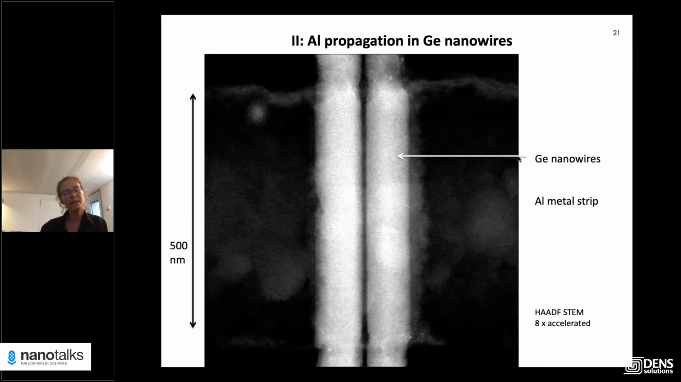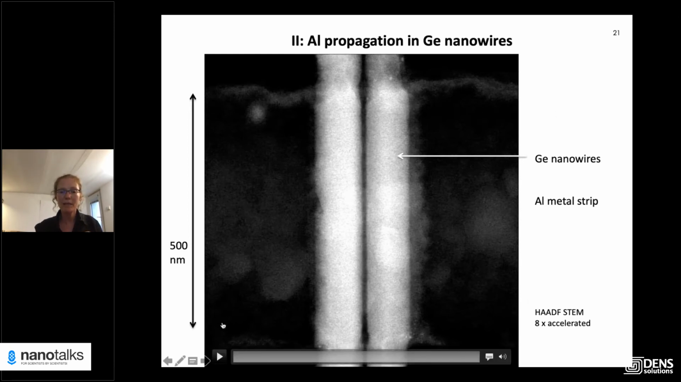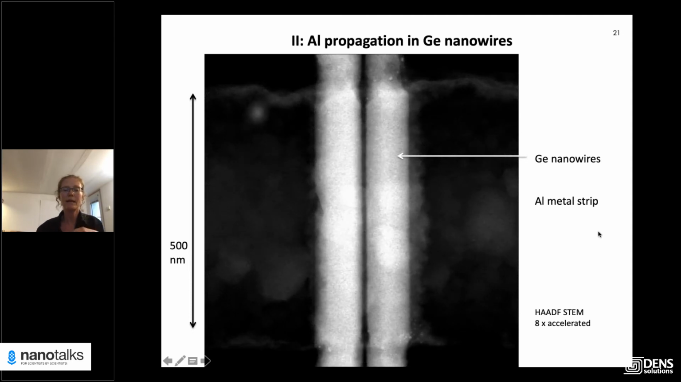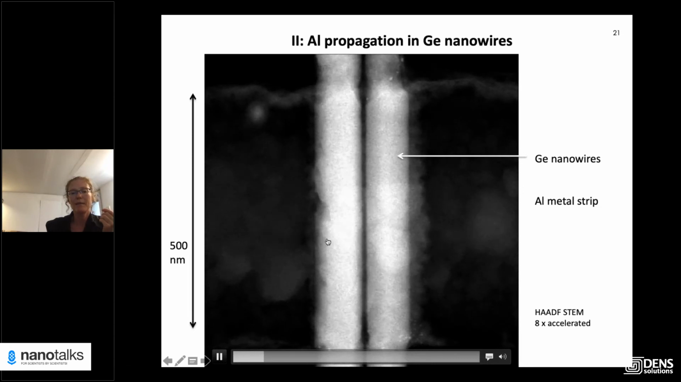So now I would like to show you some first experimental results. Here you see two germanium nanowires side by side underneath an aluminium strip line. Then we flow a current through this strip line, heating up the system. And you will see that we get a contrast change in the nanowire.